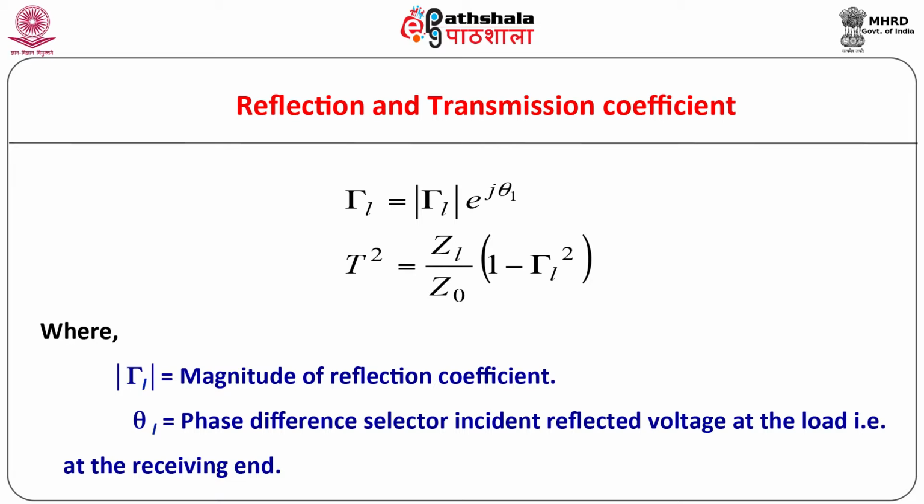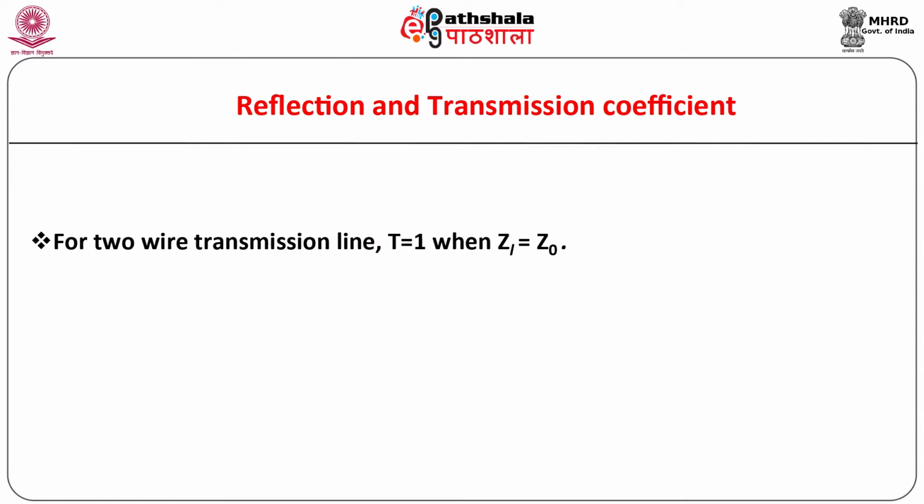The reflection coefficient τ and the transmission coefficient T are related through the relation as shown, namely T square is equal to ZL upon Z0 into 1 minus τL square. Since for a two wire transmission line, infinite load impedance implies T equal to 1, that is no reflection, we will have to select ZL equal to Z0. When this requirement is fulfilled, the transmission line is described as a matching pair of transmission line.